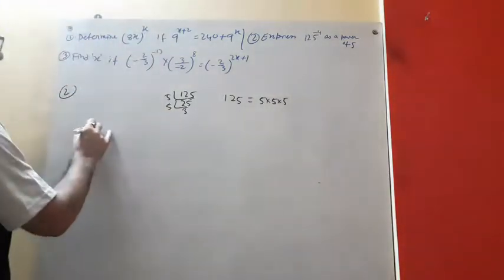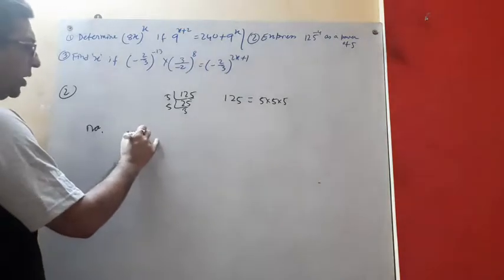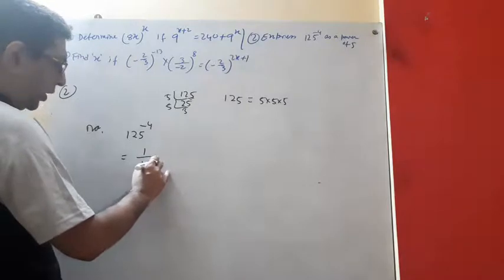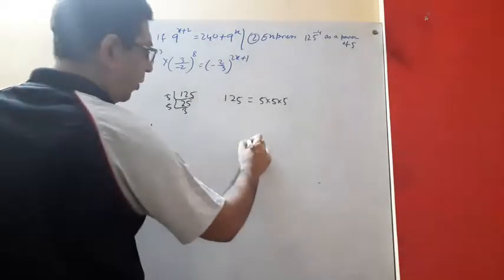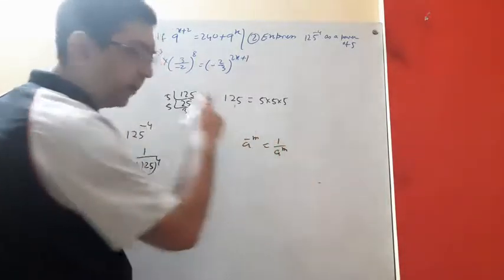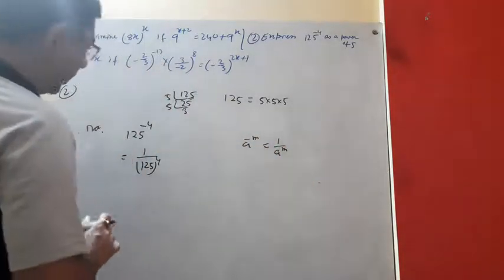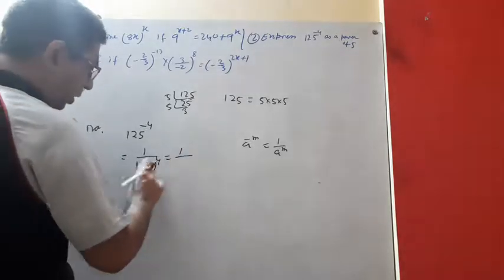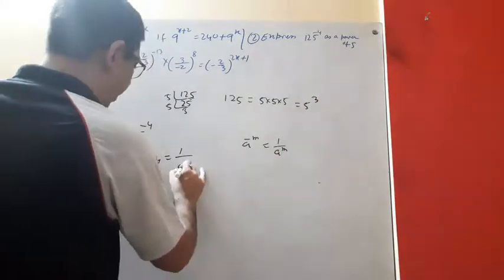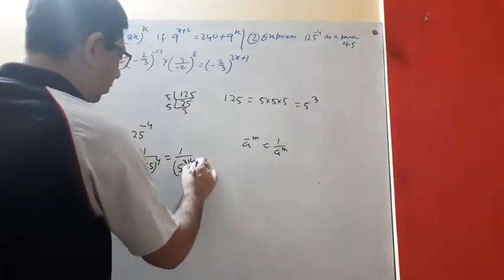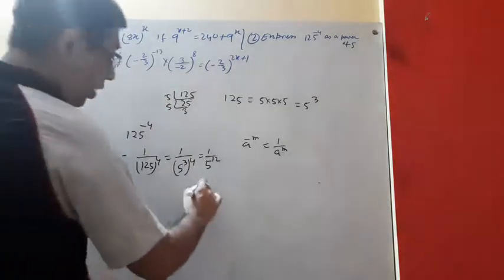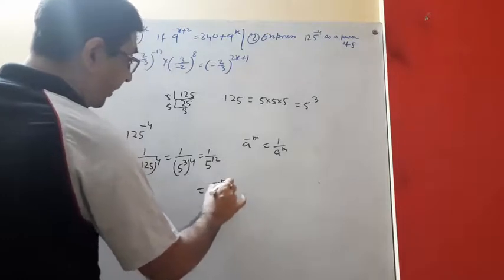Now what is given? 125 whole to the power minus 4. That means 1 by 125 whole to the power 4. Sir, from where are we getting a to the power minus m equal to 1 by a to the power m? In the first video I have discussed this one. So this is now 1 by, what is 125? 125 is 5 cube. 5 cube whole to the power 4, so 1 by 5 to the power 12. Or this can be written as 5 to the power minus 12.